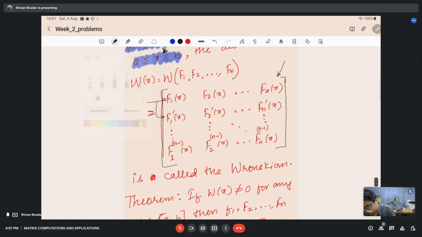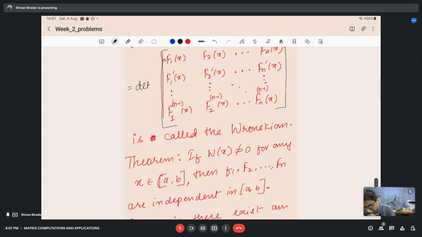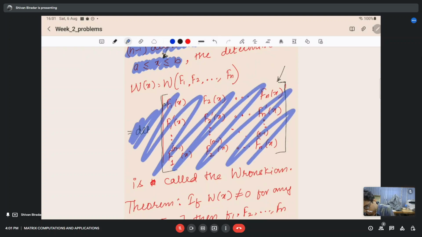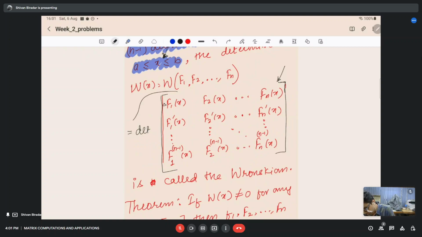And if I take the determinant of this matrix, this determinant would give us a very important result concerning the linear dependence of the polynomials or real functions. So now this whole part is called the Wronskian of these real functions f1 to fn.